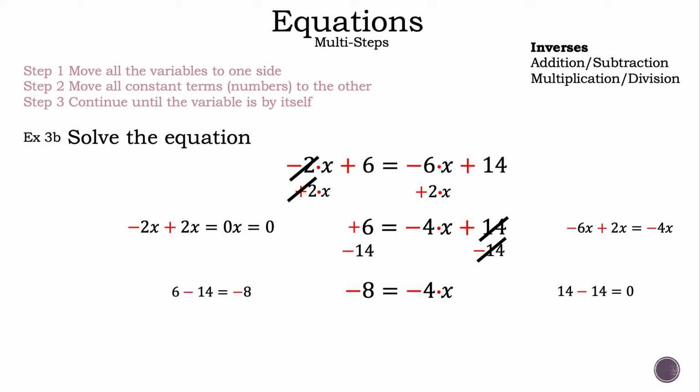So now we're going to divide by negative 4. And negative 4 divided by negative 4 is 1, because when you're dividing by or multiplying by two negative numbers, they cancel and you're left with a positive number. And that cancels. And now we need to do it to the other side as well. You have negative 8 divided by negative 4, which is 2. And that is your answer. 2 is equal to x.